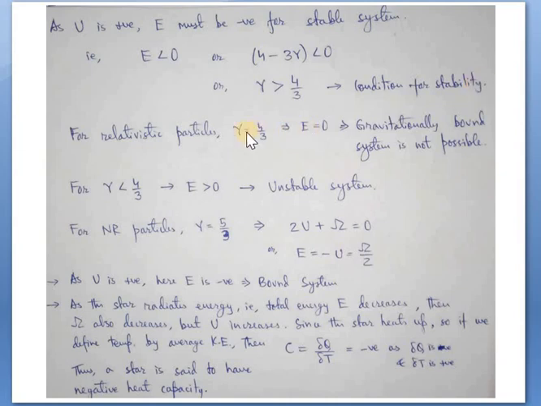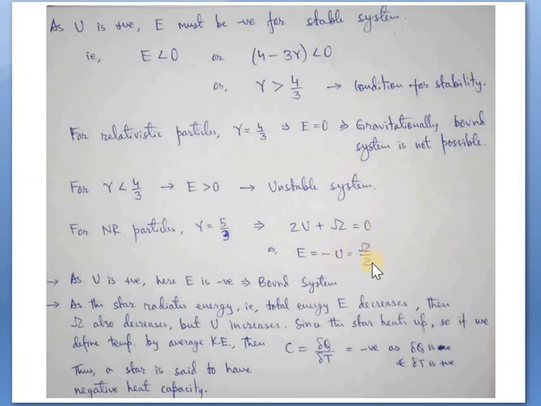Now what happens for relativistic particles? Gamma is equal to 4 by 3. And so the total energy is zero. This means that a gravitationally bound system is not possible. Whereas if gamma is less than 4 by 3, then E is greater than 0, positive, where we have an unstable system. You can check it by yourself that for non-relativistic particles, gamma is equal to 5 by 3, and so E is equal to minus u plus omega by 2.